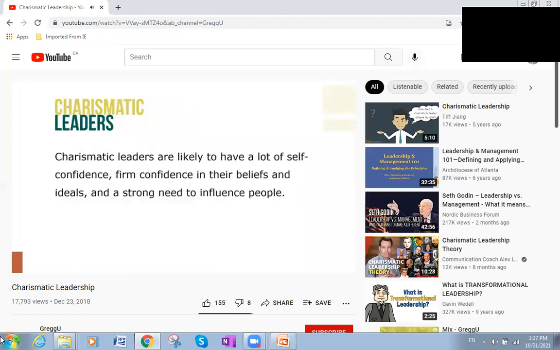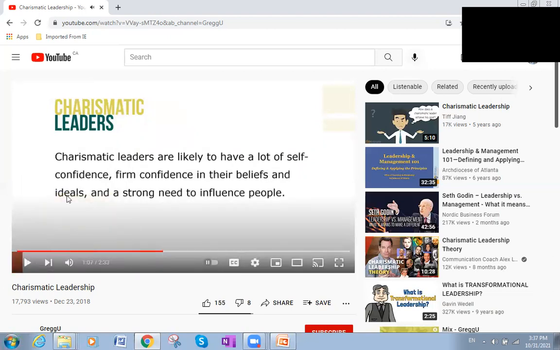Robert House first proposed a theory of charismatic leadership based on research findings from a variety of social science disciplines. So charismatics have self-confidence, firm confidence in their beliefs and ideals, and a strong need to influence people. They always want to affect others, positively, of course, not negatively.